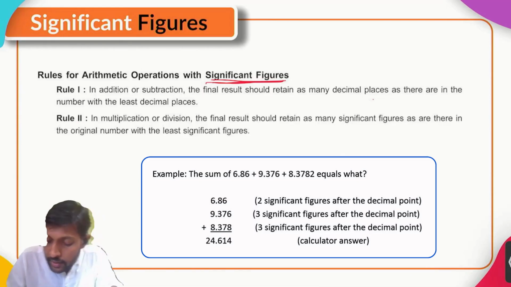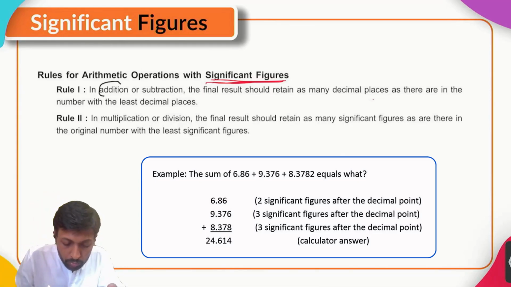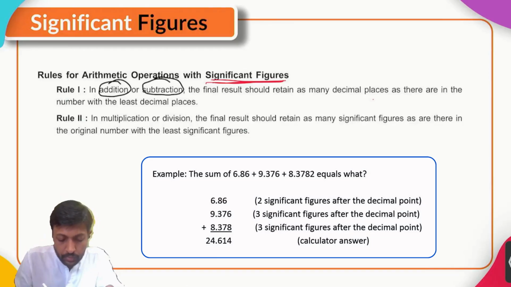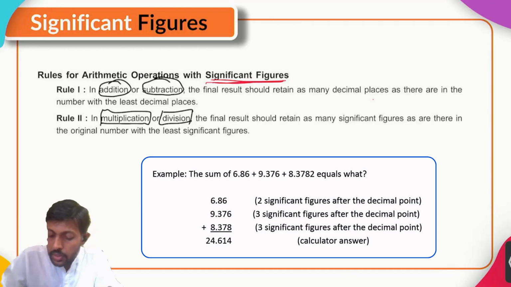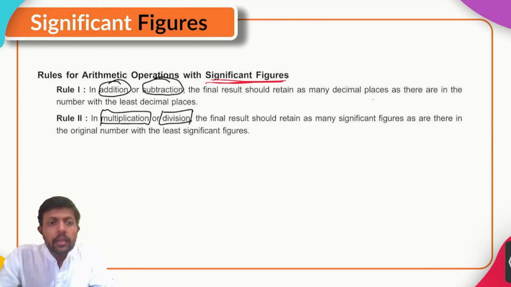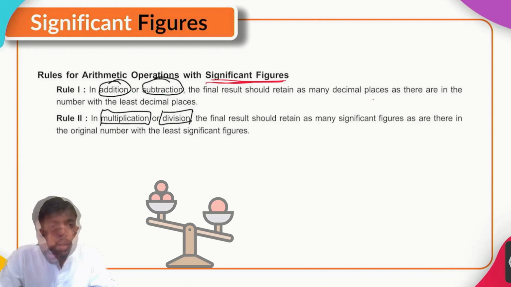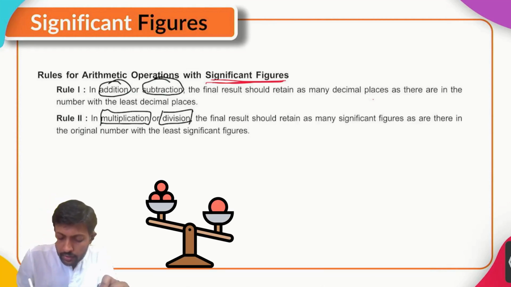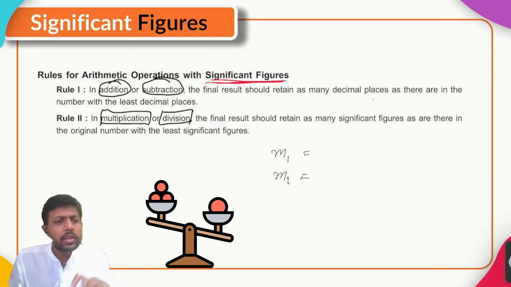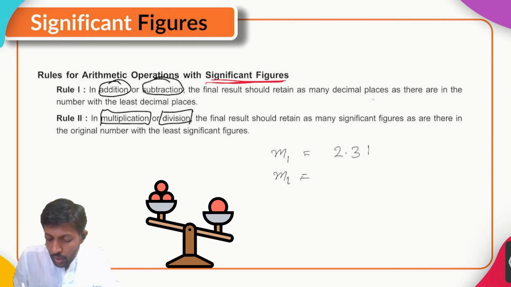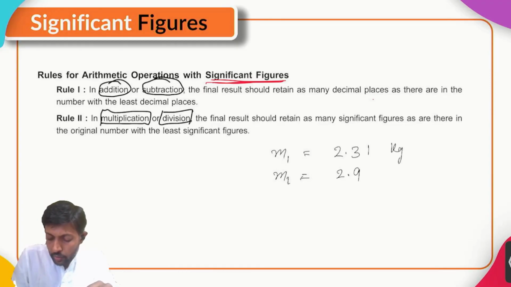In fact, addition and subtraction follow the same rule. Similarly, multiplication and division also follow the same kind of rules. Let's look at what those rules are. When you're adding two masses, M1 and M2, and both the masses have different numbers of significant figures, like 2.31 and 2.9, and these are in kilograms, let's say.